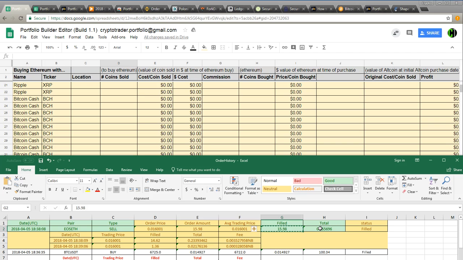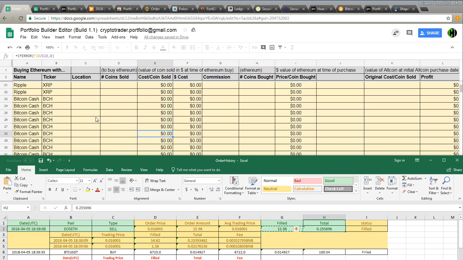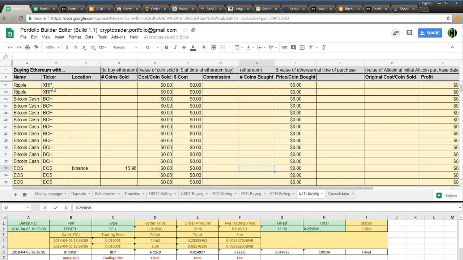And then I grab the total amount of coins sold, or rather purchased, which is this figure right here, and paste that in. Commission cost at Binance is 0.5%. So I'll say cost of sale times 0.005.